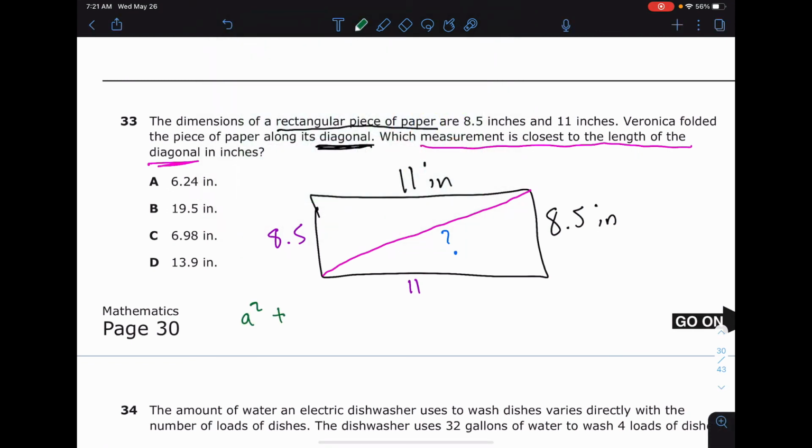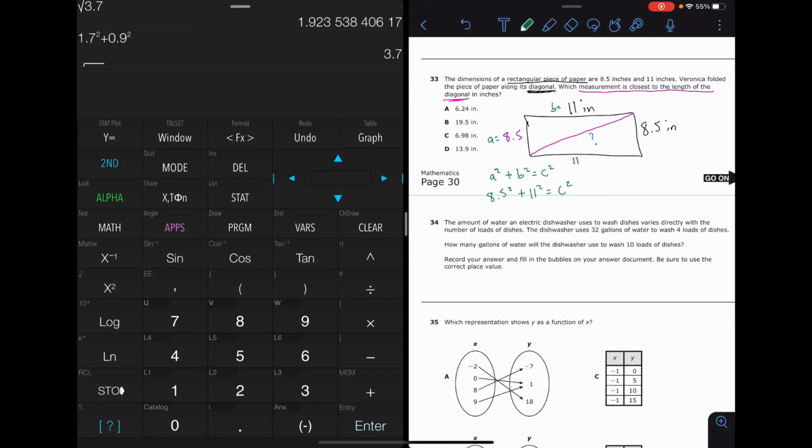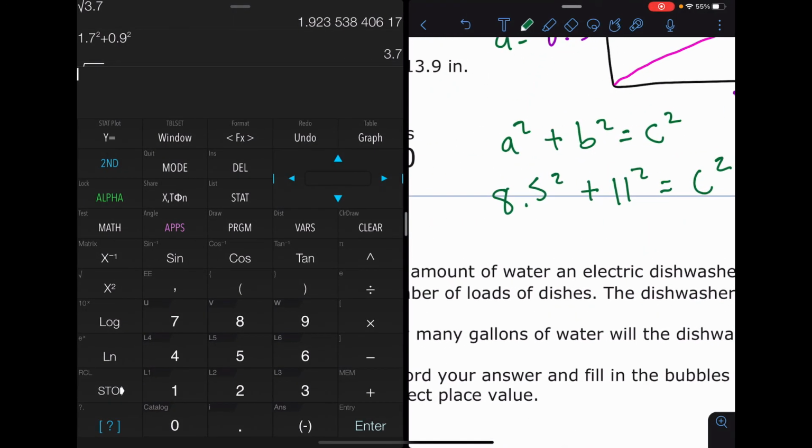So I have a squared plus b squared equals c squared. This is a, this is b. 8.5 to the power of 2 plus 11 to the power of 2 equals c squared. Put it in your calculator. Póngalo en su calculadora. 8.5 to the power of 2 plus 11 to the power of 2. That is 193.25 equals c squared.